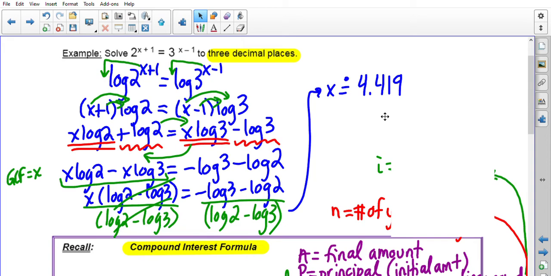Good. So basically, when you can't do common factoring to help yourself, and when you can't do common base, take log of both sides, and then keep going with log laws.